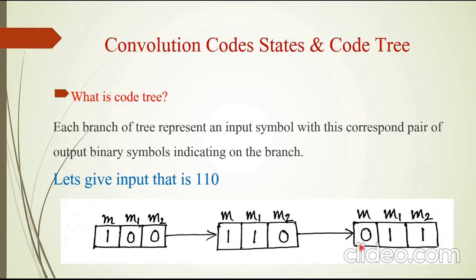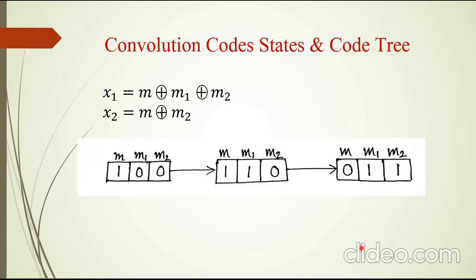Now let us calculate the output. We know what our output is for this convolution encoder: x1 and x2, where x1 equals m plus m1 plus m2, which is a modulo 2 sum, and x2 is m plus m2, and here also the modulo 2 sum. Now this is our output, x1 and x2.